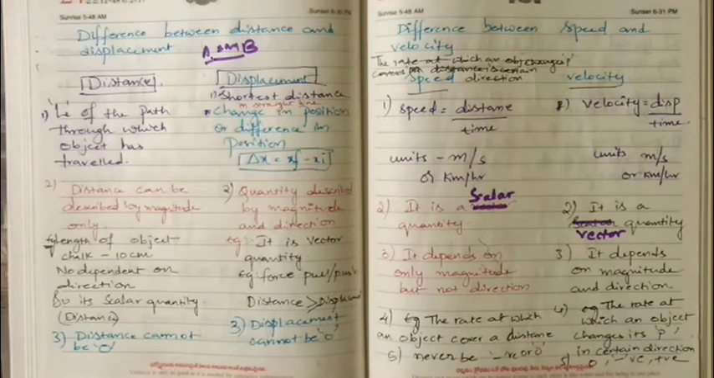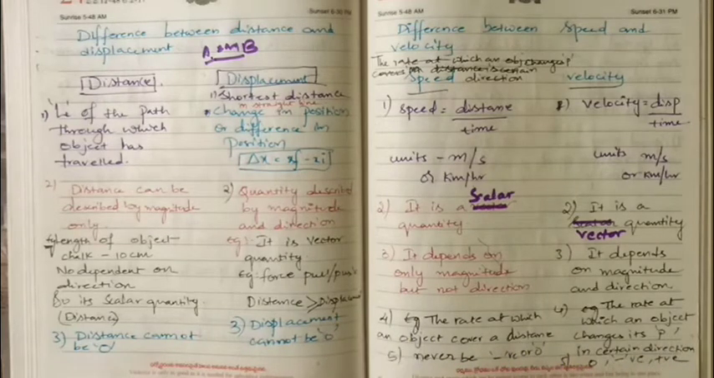So distance can never be 0 and it can never be negative, but displacement can be positive, negative as well as 0. When it changes direction, it becomes negative, and when the initial and final positions are the same, it will be 0. Now coming to the difference between speed and velocity.